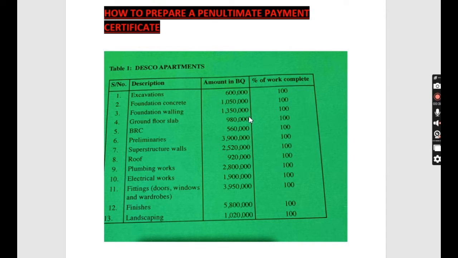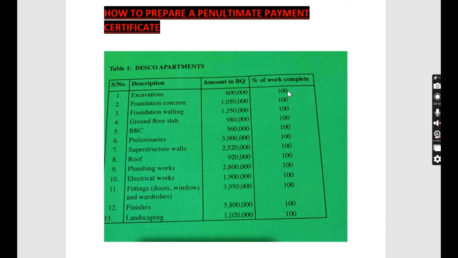Now, this is the data we have according to what was in the BQ. This is what we are going to use to prepare the certificate. As we can see, we have excavation, foundation, concrete, walling, ground floor slab, BRC, preliminary, superstructure, roof, plumbing, electrical, fitting, finishes, and landscaping. And then we also have the amount that was in the BQ and then the percentage completion. As you can see, the percentage completion is 100. So we've gotten to the practical completion stage.